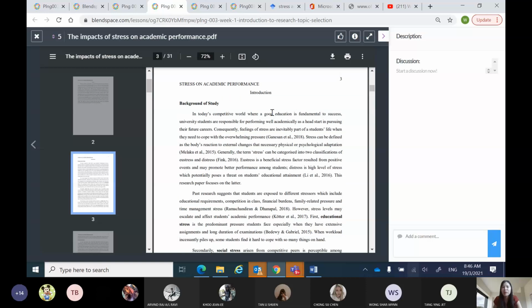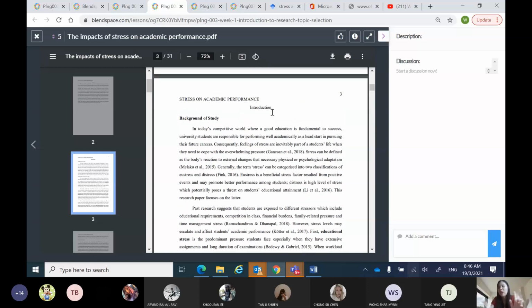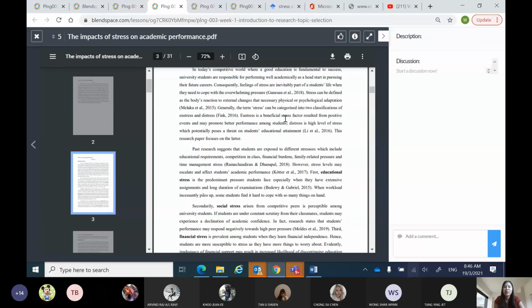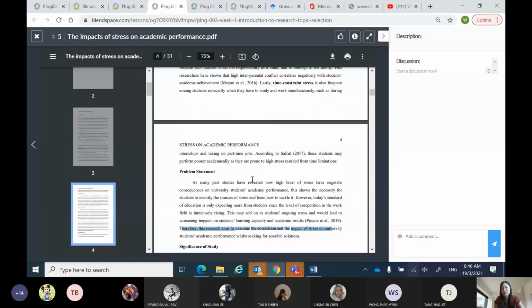Okay, so under chapter 1, it is the introduction. We have the background of the study, to briefly tell our readers what our topic is about, allow them and enable them to have a brief overview of our topic. Then we go to the problem statement. Why is it important that we do this research?